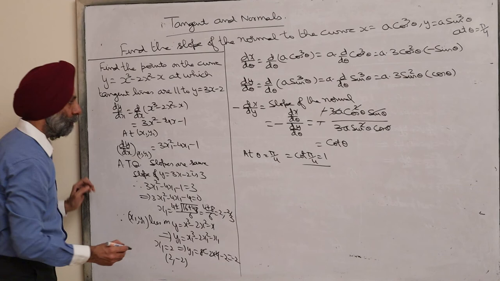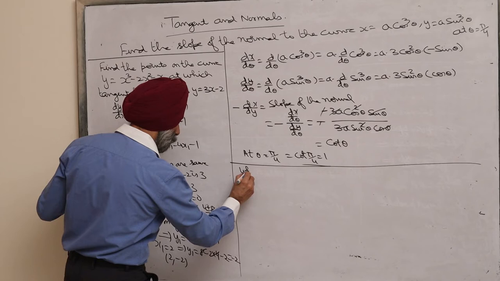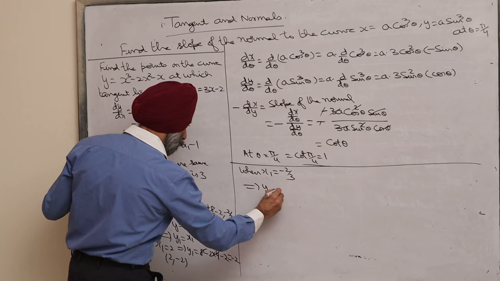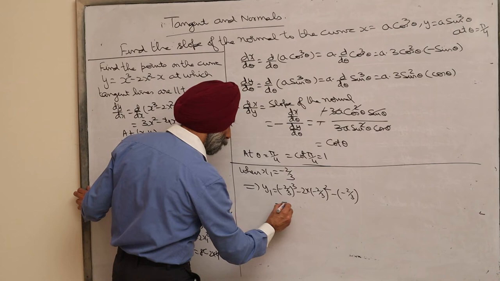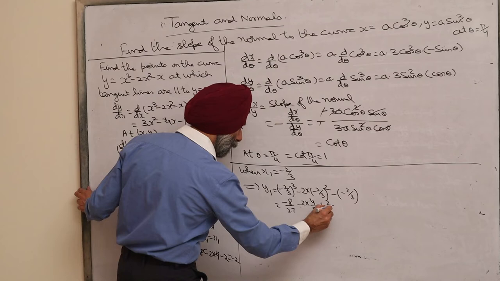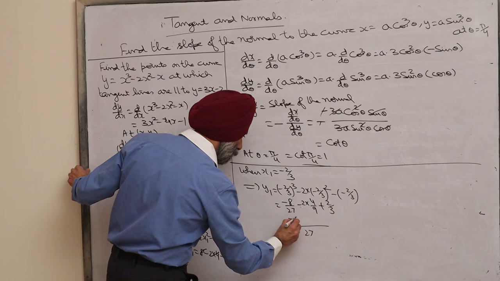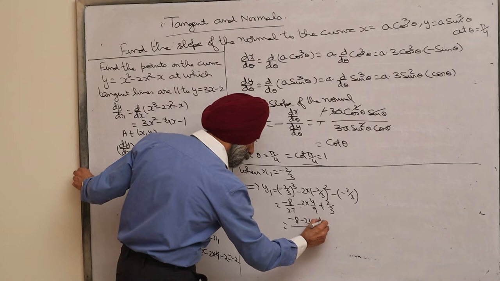Now when x1 is equal to minus 2 by 3, this implies y1 is equal to minus 2 by 3 cube minus 2 times minus 2 by 3 square minus of minus 2 by 3. So this is minus 8 over 27 minus 2 times 4 over 9 plus 2 by 3. What is the LCM? LCM is 27. It is minus 8 minus 24 plus 18.